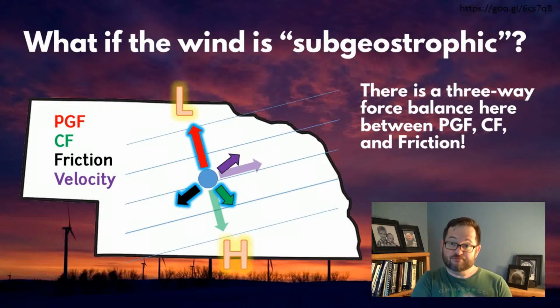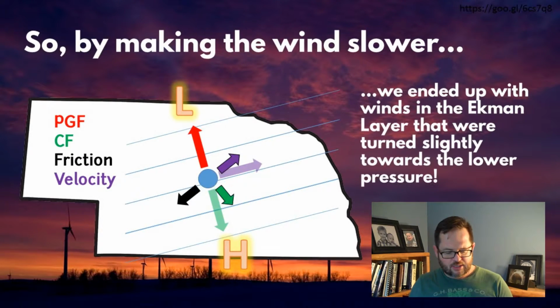So our pressure gradient force plus our Coriolis force plus now friction add up to 0. There's a three-way force balance going on here, which is very hard for human brains to sort out. Okay, it's very hard for you and I to look at that and say, oh yeah, those add up to 0. But they do. Okay?